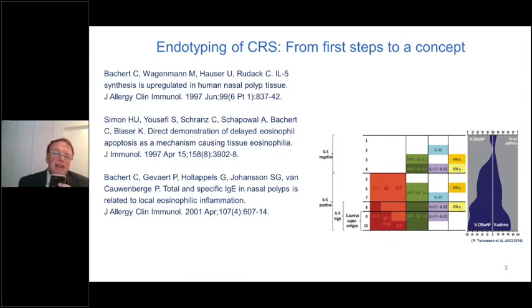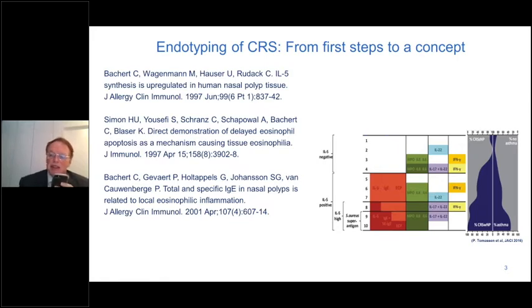And with Gunnar Johansson in 2001, we discovered that IgE is not only present but plays a role in this local eosinophilic inflammation. And this is something that translated later also in the discovery of IgE to specific allergens such as staphylococcal enterotoxins.